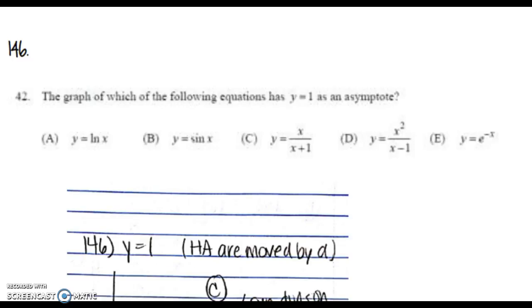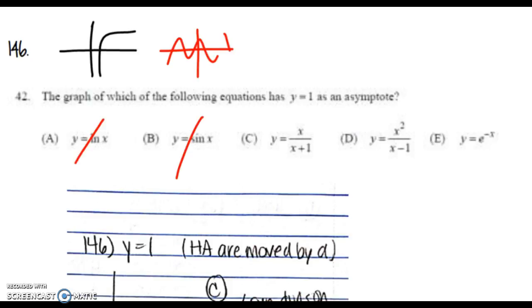So on this one, we are looking for the graph that has an asymptote at y equals 1. These are all rational, well, I shouldn't say they're all rational functions, but the ones that we're going to focus on end up being rational functions. Natural log looks something like this. It has an asymptote at x equals 0, so it's gone. Sine is a wave, no asymptotes.